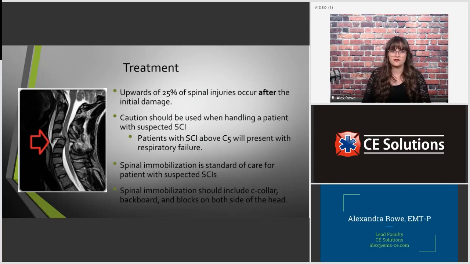Other treatments. So upwards of 25% of spinal injuries occur after the initial damage. That could be when we're handling these patients, or it could be when they self-extricate themselves out of a vehicle and they're walking around. Patients with a spinal cord injury above C5, like I said, will present with respiratory failure. That diaphragm will fail. It won't work.